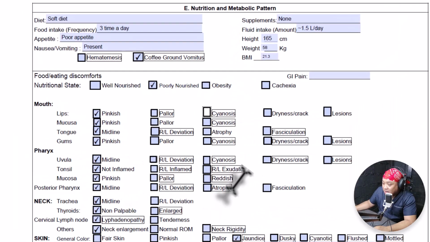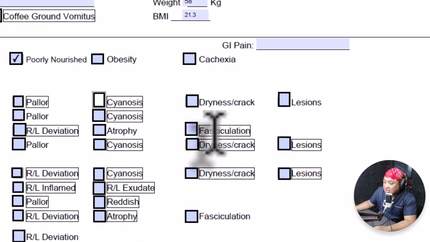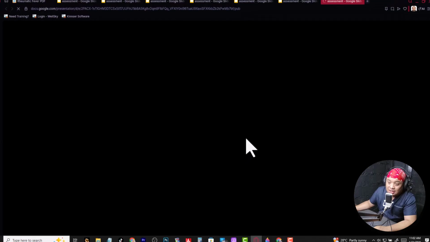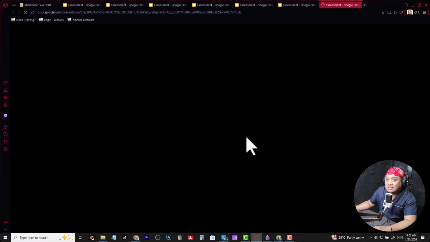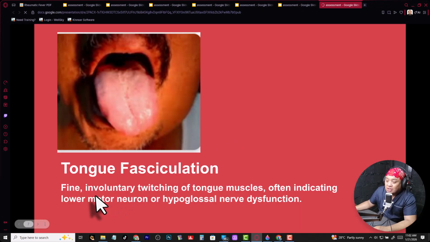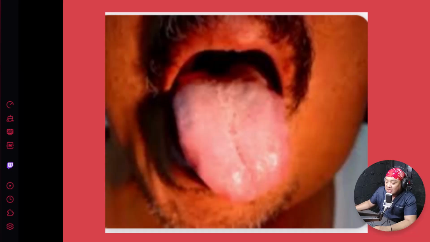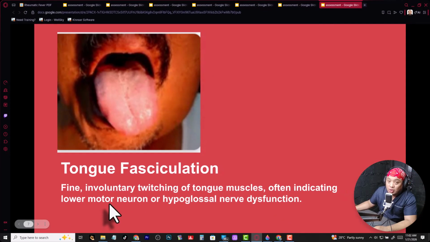Next, let's have a look under the tongue: fasciculation. Let's click that one to give us an idea how the fasciculation looks. Tongue fasciculation is an involuntary twitching of the tongue muscles, often indicating lower motor neuron or hypoglossal nerve dysfunction. Pag diwal sa iyang dila, and then gakalit lang siya twitch-twitch yaha, well, that is fasciculation. Now let's move on to the next.